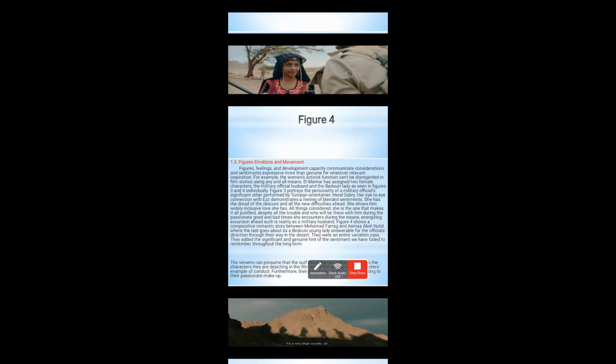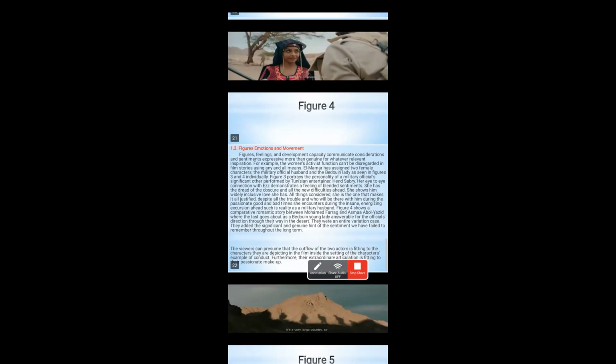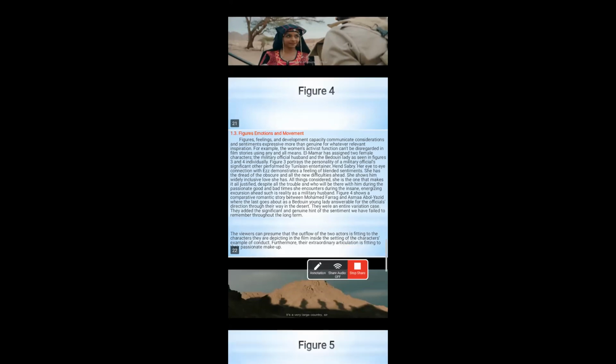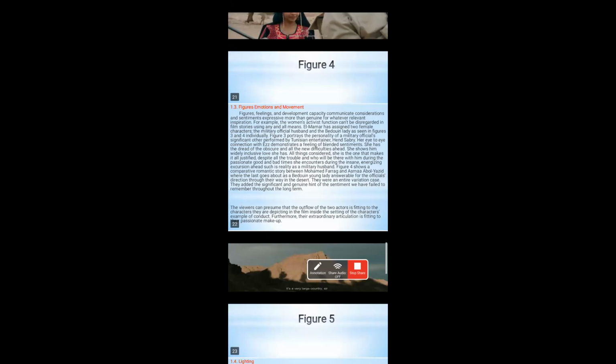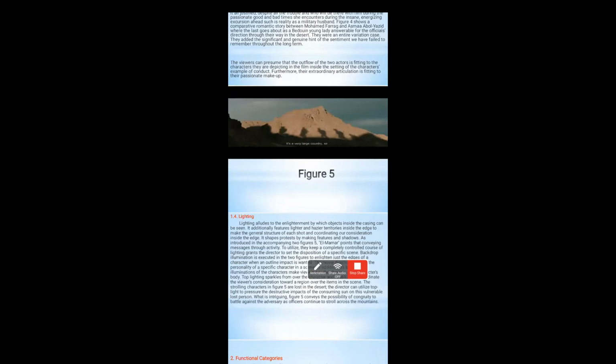So in figure 5, we want to talk about lighting. It alludes to the enlightenment by which objects inside the frame can be seen. It features lighter and hazier territories inside the frame to make the general structure of each shot and coordinating our consideration inside the frame. It shapes objects by making features and shadows. As introduced in the film, it conveys messages through activities. So a completely controlled course of lighting grants the director to set the disposition of a specific scene.